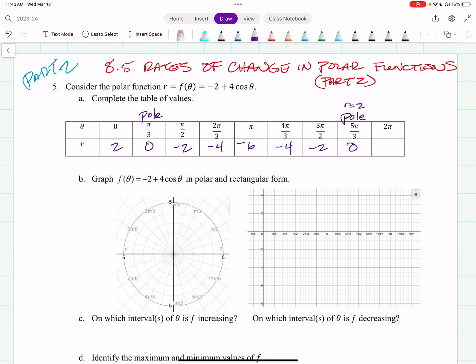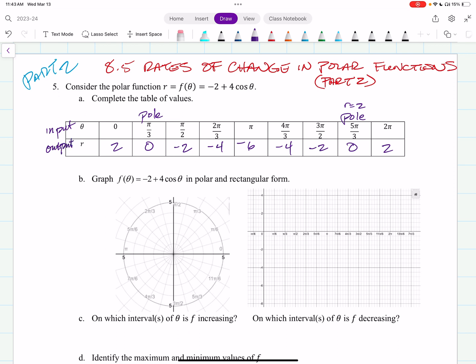So this right here is a limaçon with an inner loop. We'll talk about that in a minute. It goes through the pole. And at 2 pi, cosine of 2 pi is 1, times 4 is 4, plus -2 is 2. So you're going to get 2 here. You've got to be really good at evaluating. You substitute theta in, this is your input variable, and you get your radius, which is called your output or your range.